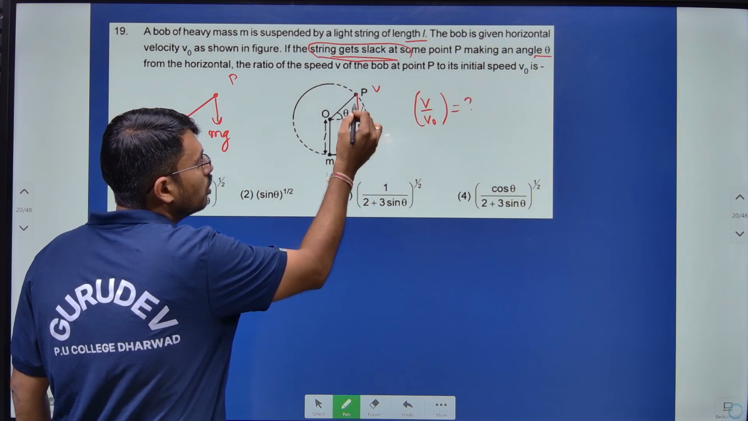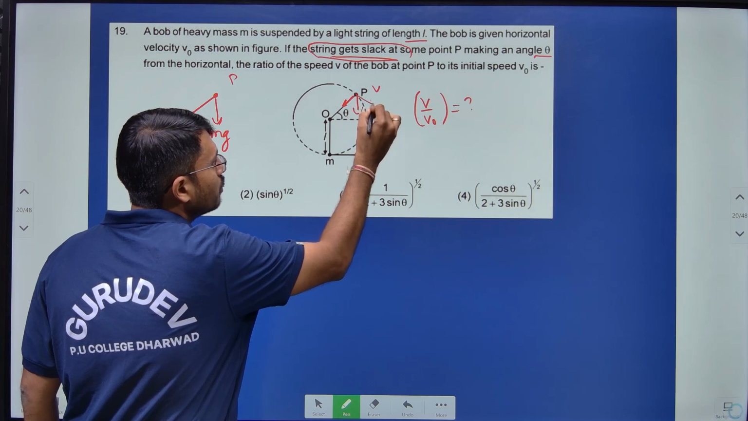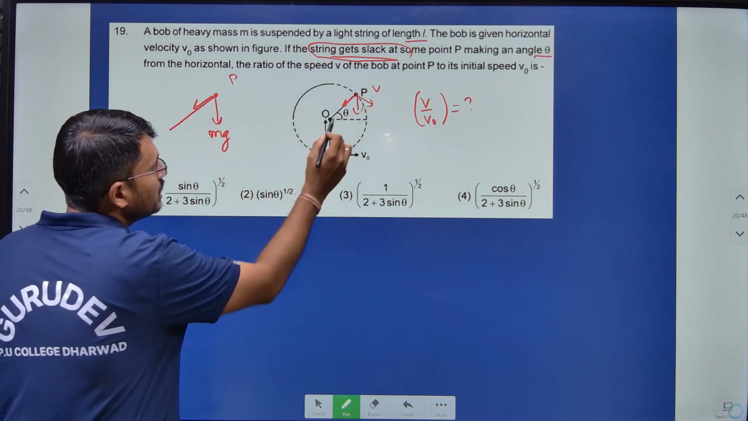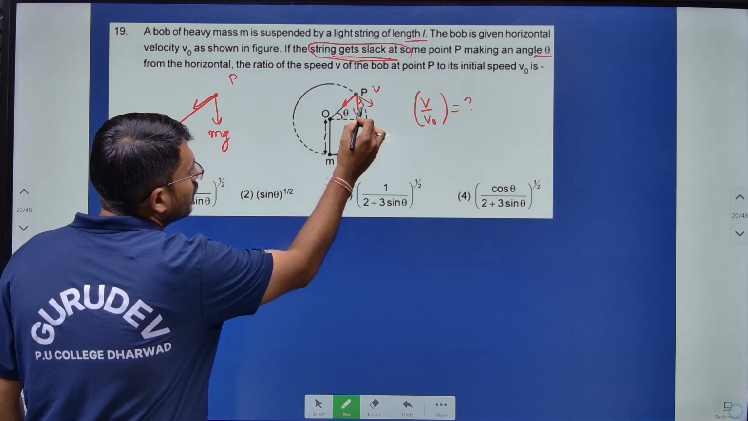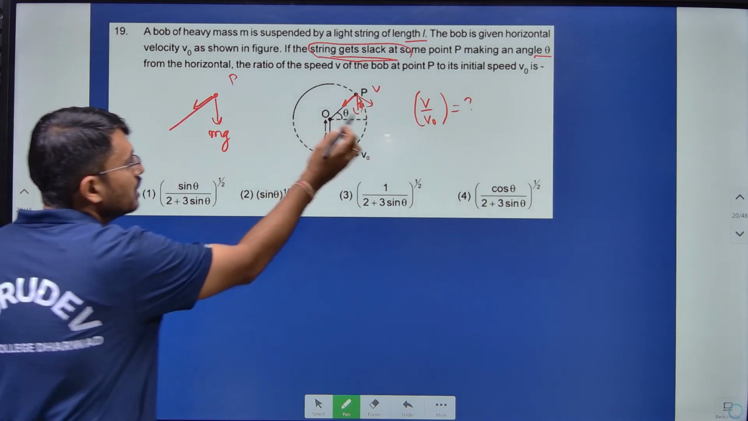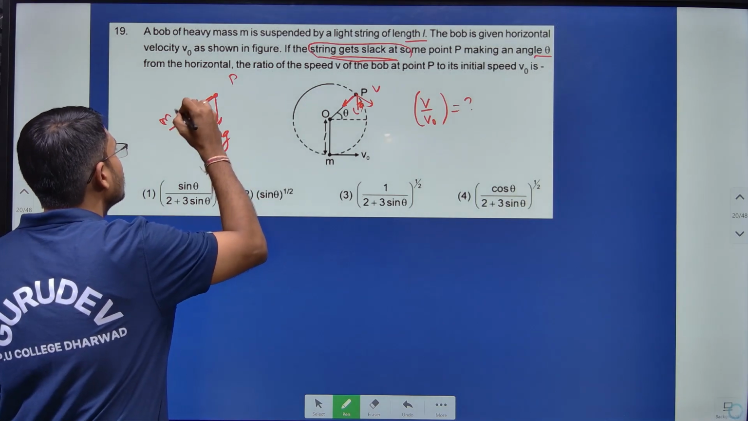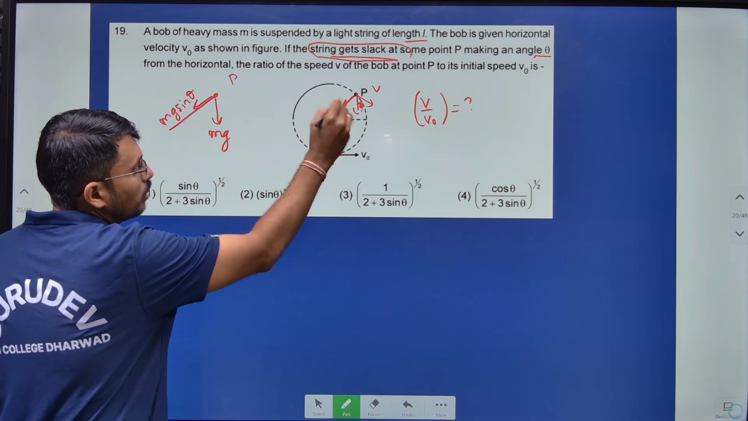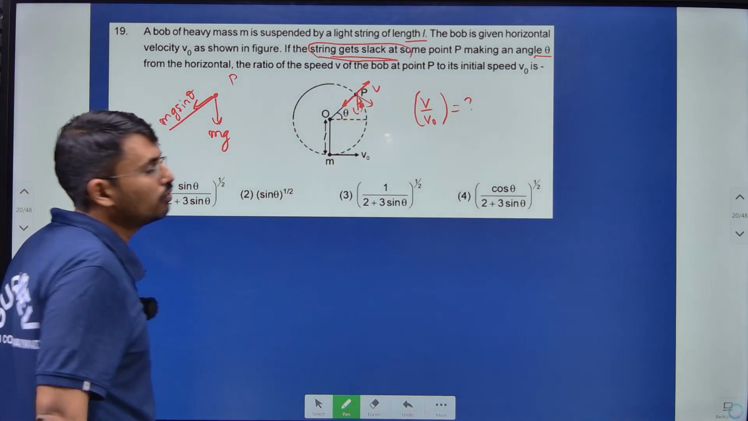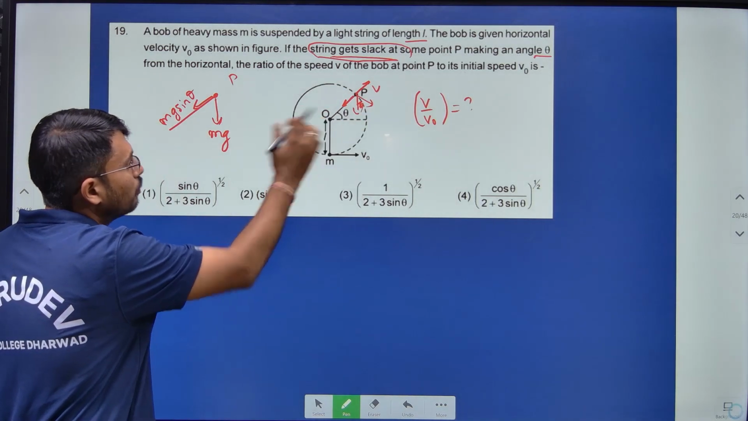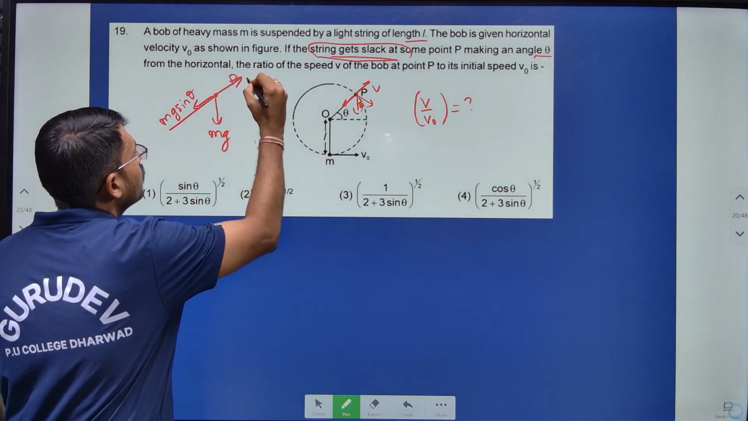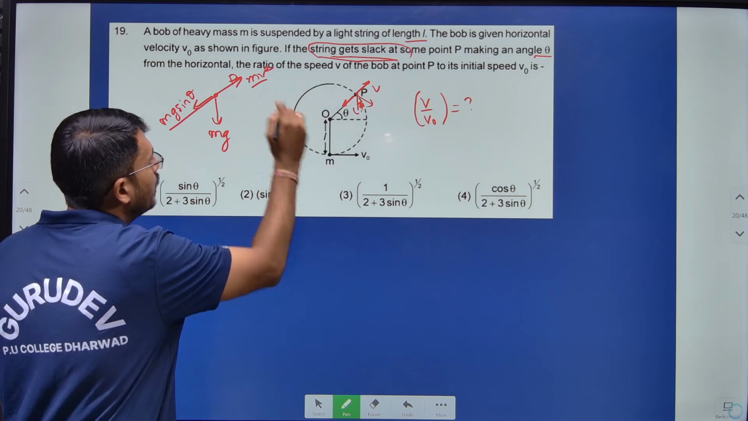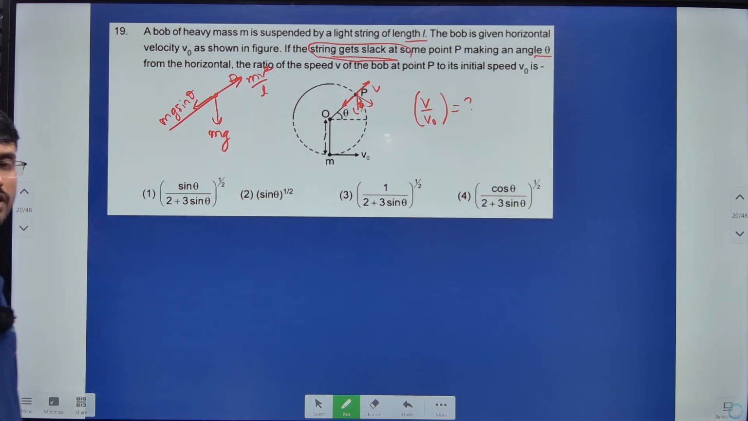So this mg is resolved into two components. One is along this way, another one is along this way. They have given this angle as theta here. If this is an angle theta, we can take this as the same angle theta here. And as a result, along this direction we have mg sine theta. Because the particle is in circular motion, there will be a centrifugal force acting away from the center. So here we have the centrifugal force, that is mv square divided by r. What is the radius here? The radius is L, so mv square divided by L.